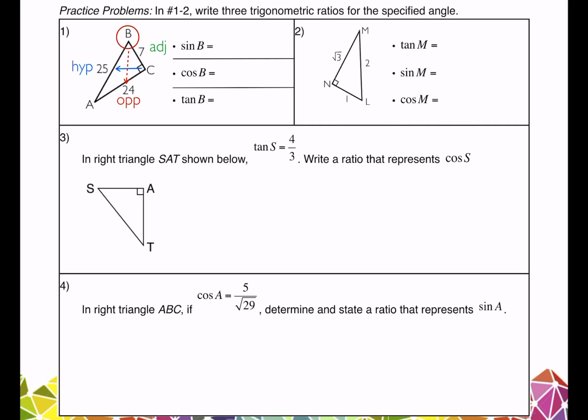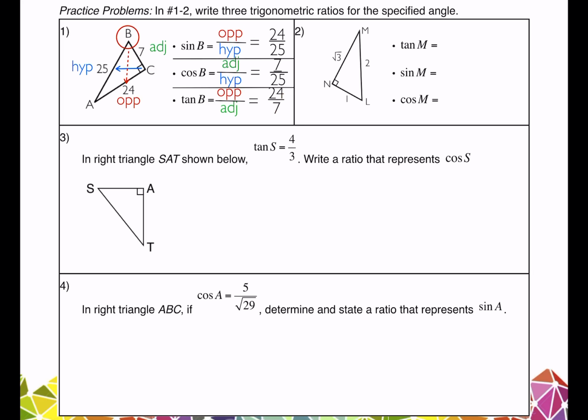So because sine compares the opposite to the hypotenuse, I'll just write those side lengths as that ratio. So 24 over 25. For cosine, cosine of B is the ratio of the adjacent side to the hypotenuse. So I'll just write in the side lengths for those two sides, 7 over 25. And tangent now is the ratio of the opposite side to the adjacent. So I'll just write in those side lengths, 24 over 7.